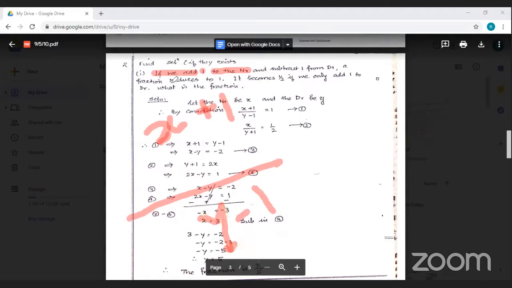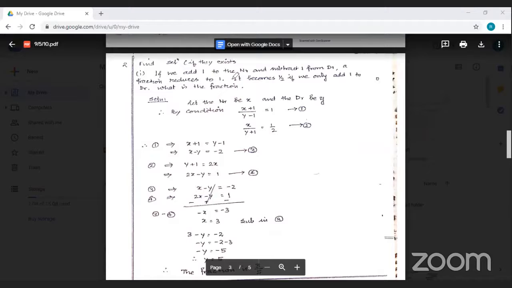The fraction reduces to 1. Reduces to 1 means equal to 1. That is what you have written: x plus 1 divided by y minus 1 is equal to 1. That is the first equation. Any doubt in that? Come to the second.